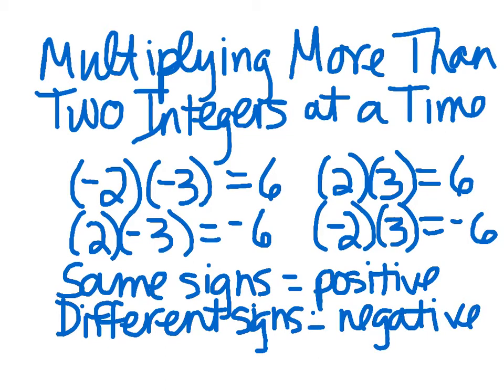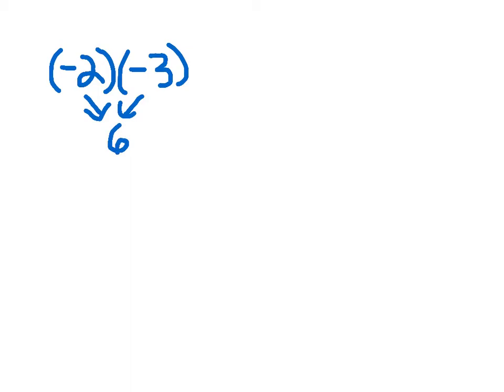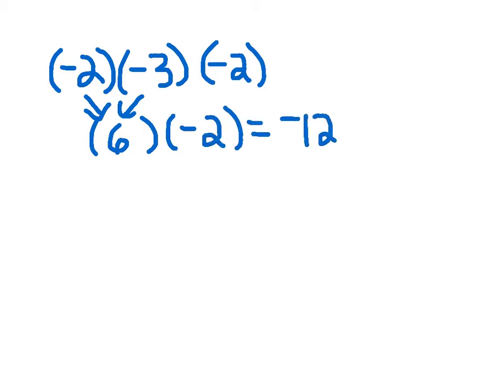But I was careful to tell you that this only works when we're multiplying two numbers at a time. Here's the reason why. Let's just extend that. Let's say I have negative 2 times negative 3. We already know, because we did this before, that that gives me positive 6. If I then multiply that by negative 2, I get negative 12. These are all the same signs, but it gives me a negative answer. And that's because these two negatives made a positive and left one negative left over.